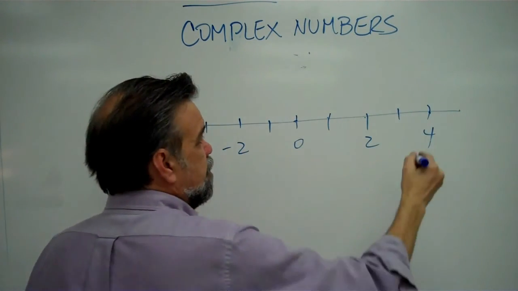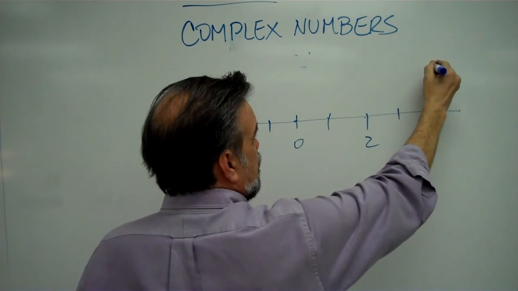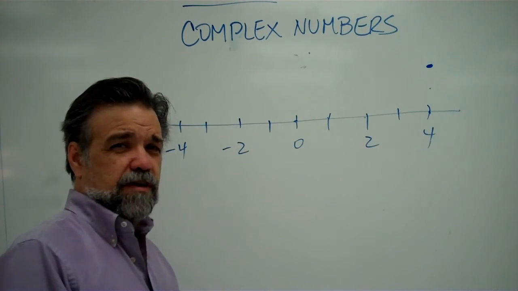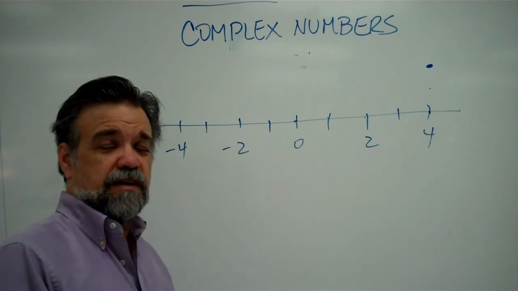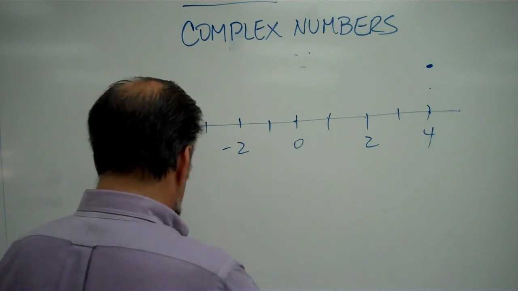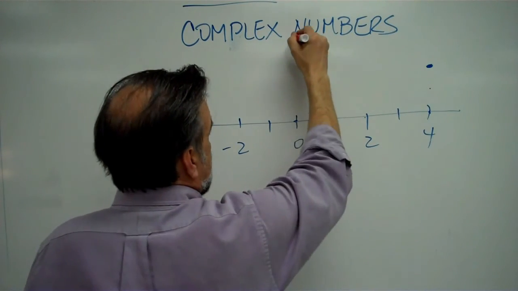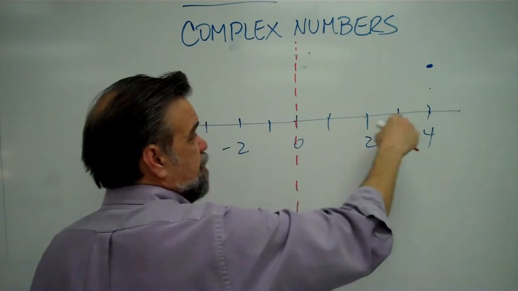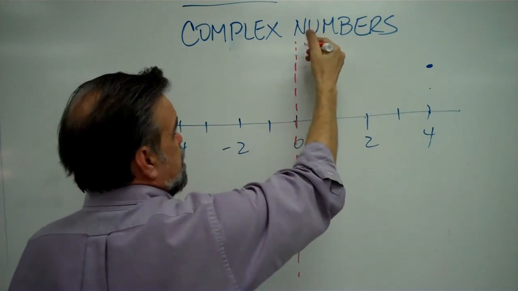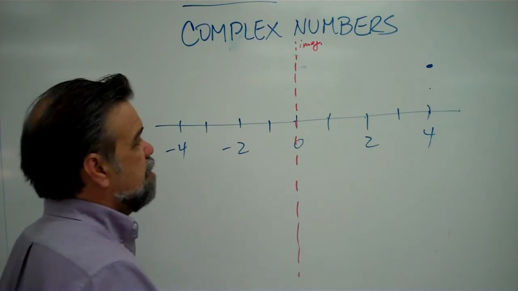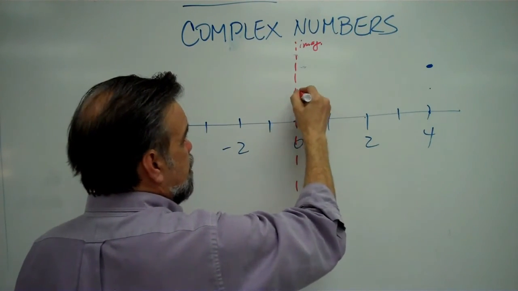This is where it gets weird. Plus 2i. It's right there. It's not actually on the number line. It's off the number line. What you end up having is a number plane. Okay? Where this is our real axis, and this is our imaginary axis. Okay? So the number i is right there.